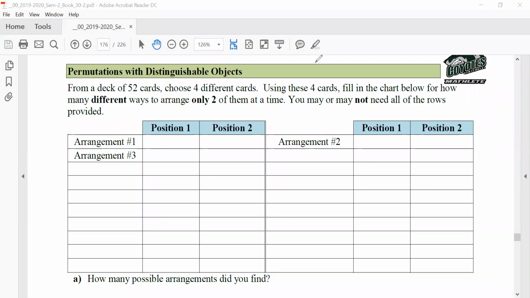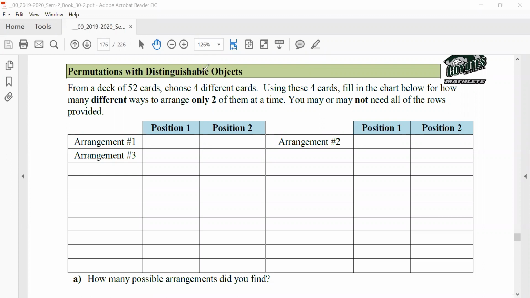Hey everybody, welcome to the next lesson in counting methods called permutations with distinguishable objects. This will be a short one. It's actually a complete continuation of the last lesson. If you remember the last lesson, we started talking about permutations, and a couple of times you were asked, can you tell the difference between these objects or not, or are they identical or not?